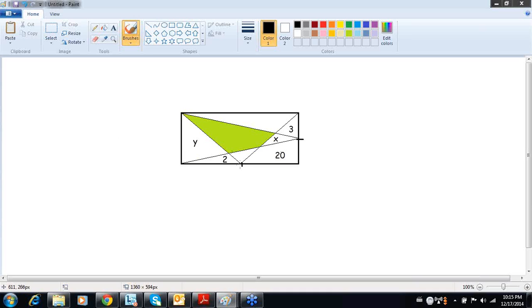So when a midpoint has been joined to these two vertices, that means this area is equal to this plus this area. So it divides it into half. Similarly, if you see this triangle, this area plus this area will be equal to this area. So we will form two equations with this.